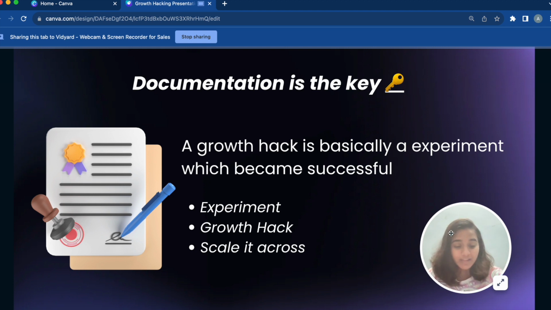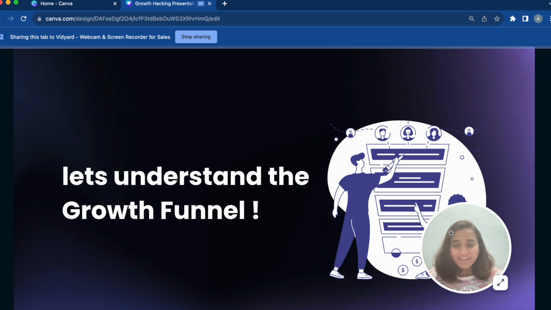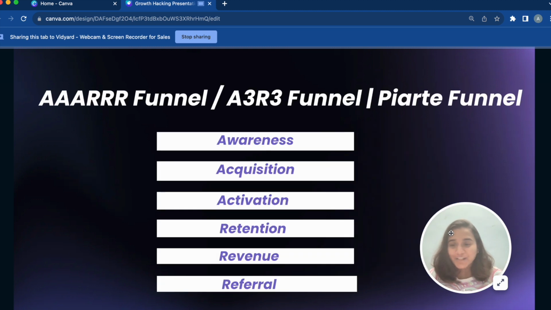It's as simple as that. So now let's try to understand the growth funnel that every growth hacker uses, which is called the AAARRR funnel, or A3R3 funnel, also known as the pirate funnel. Sorry, that is a mistake, but make sure you note down that it's called the pirate funnel. So that is awareness, acquisition, activation, retention, revenue, and referral.